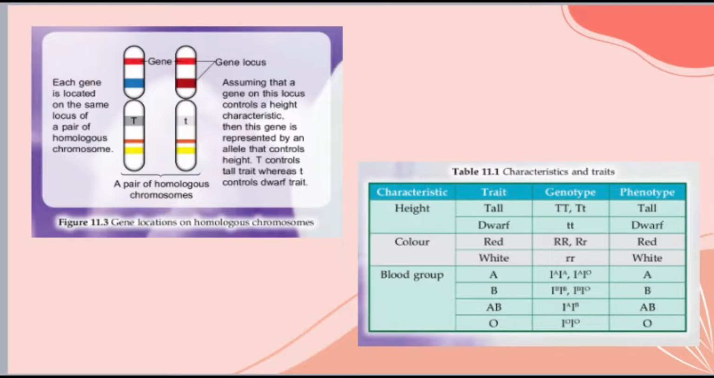So let's look at here. This is a pair of homologous chromosomes. Each gene is located on the same locus of a pair of homologous chromosomes. So assuming that a gene on this locus controls a height characteristic, then this gene is represented by an allele that controls height. So T will control tall trait, whereas small t controls dwarf trait. So look at this table. Here's the example for characteristic, trait, genotype, and phenotype.